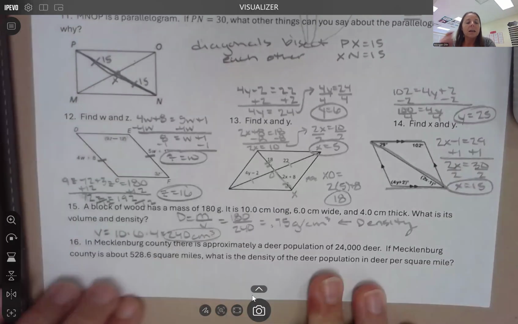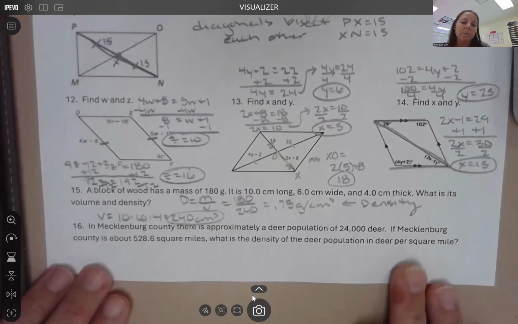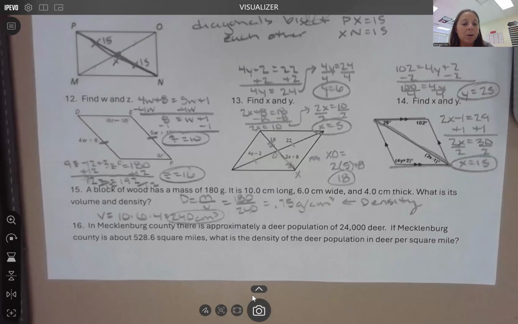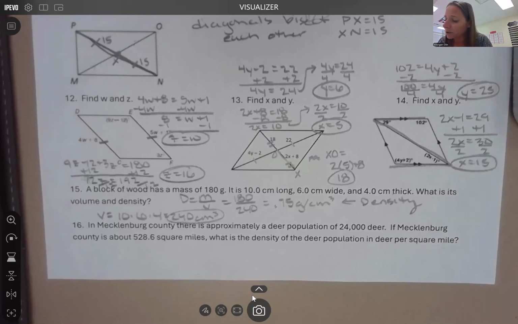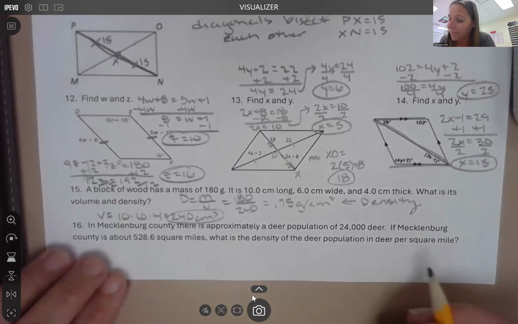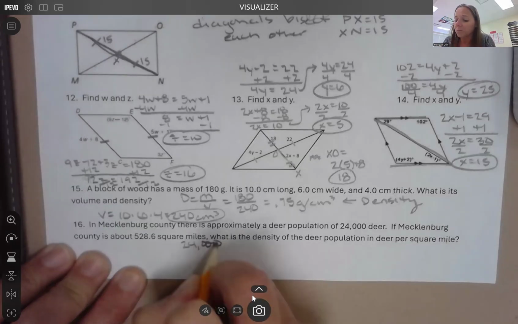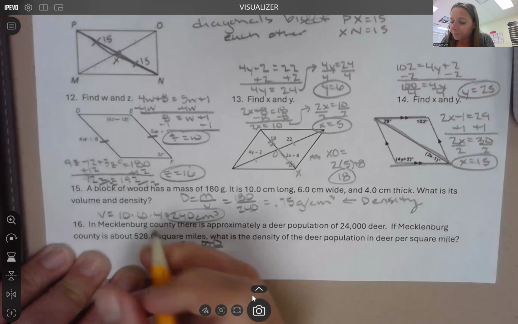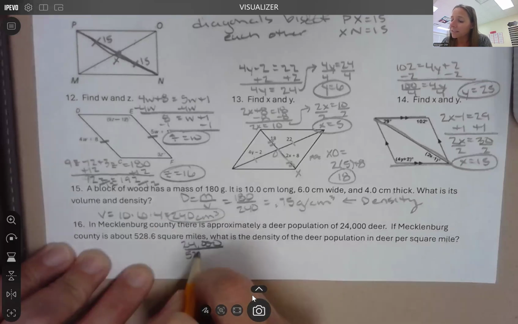All right. Now, in number 16, this one's a little bit different, but it is still a density problem. In Mecklenburg County, there's approximately a deer population of 24,000 deer. If Mecklenburg County is about 528.6 square miles, what is the density of the deer population in deer per square mile? Okay, so here we go. Deer per square mile. We're putting the deer on top. That's going to be kind of like our mass. Okay, and then our volume is like your area.